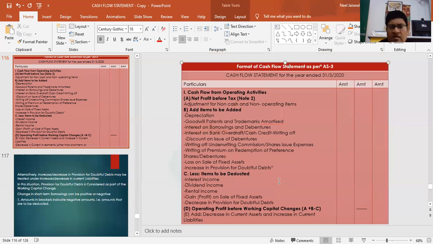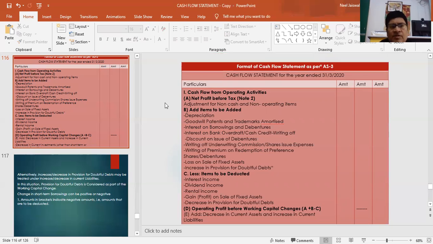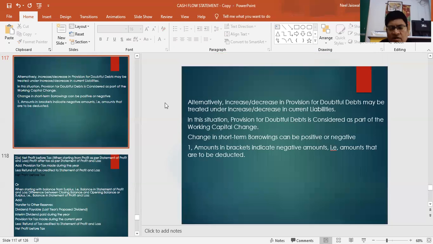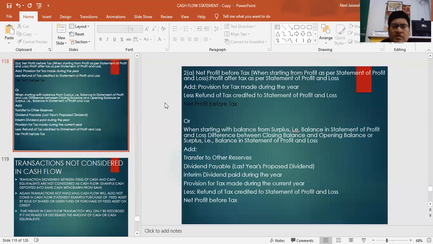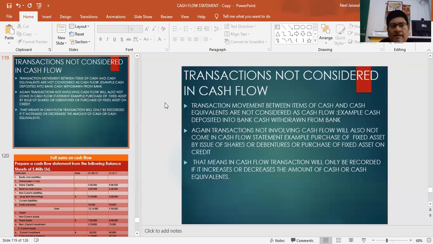Now we will be doing a sum from this one, in order to understand it more properly. We have already done all this. Now we will do a sum. Okay. Before we do a sum, there are some items you should remember that we do not take in the cash flow statement.